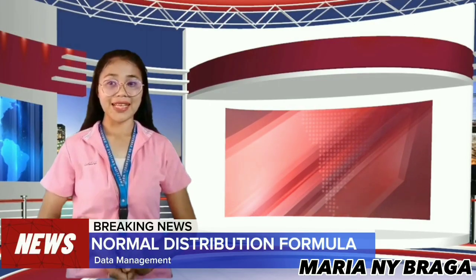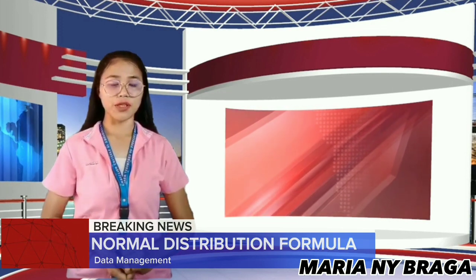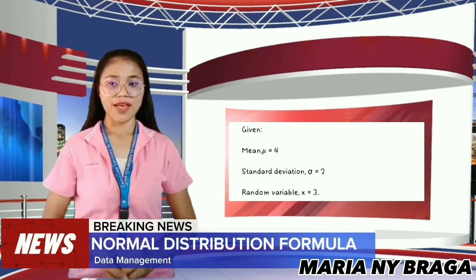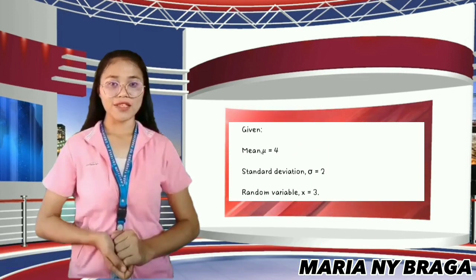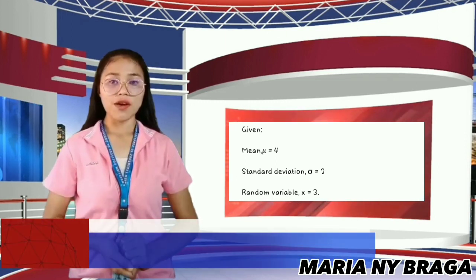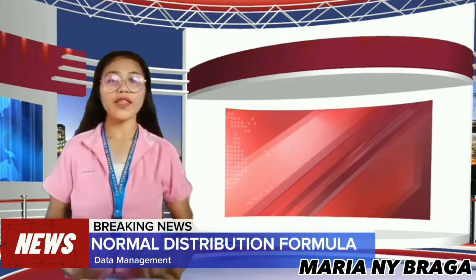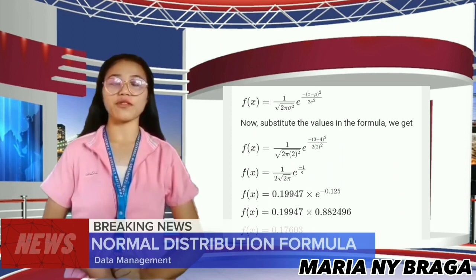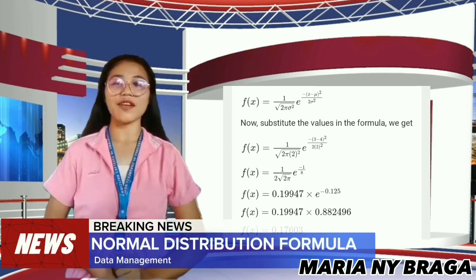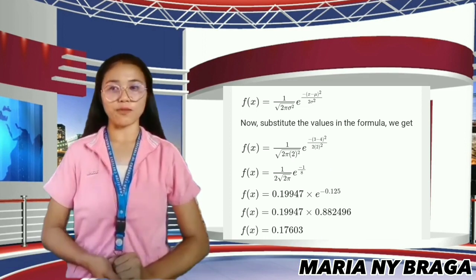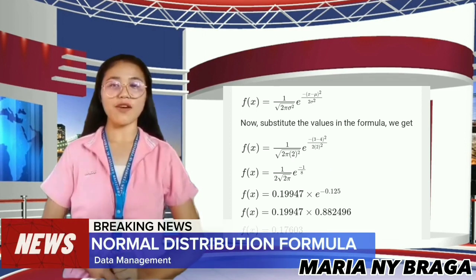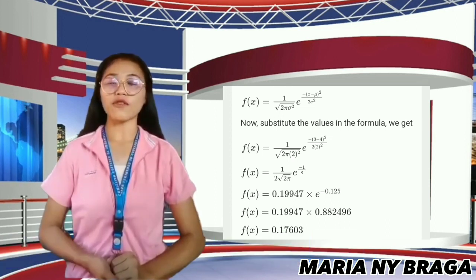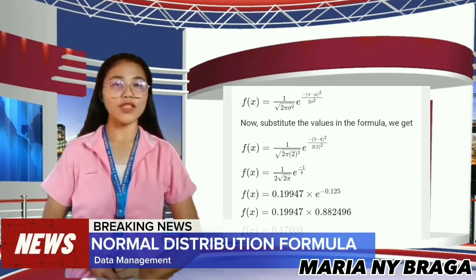Find the probability density function for the normal distribution where mean is 4 and standard deviation is 2 and x is 3. Here is the given: mean is 4, standard deviation is 2, random variable is 3. We know that the normal distribution formula is f of x is equal to 1 over the square root of 2 pi times standard deviation, times e raised to the negative of 3 minus 4 squared over 2 times 2 squared. f of x is equal to 1 over 2 square root of 2 pi, times e to the negative 1 over 8.